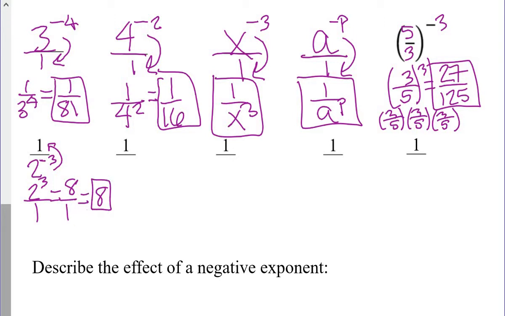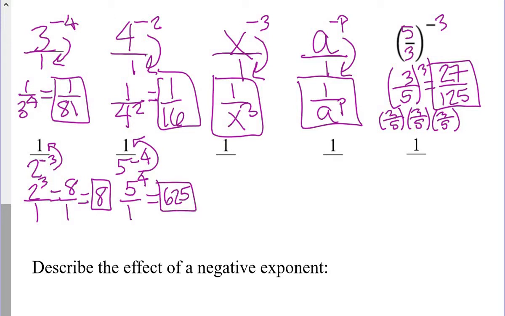Okay, let's try another one. Let's try 1 over 5 to the negative 4th. We can move that to the other side of the fraction bar, making it 5 to the positive 4 over 1, that ends up being 625.